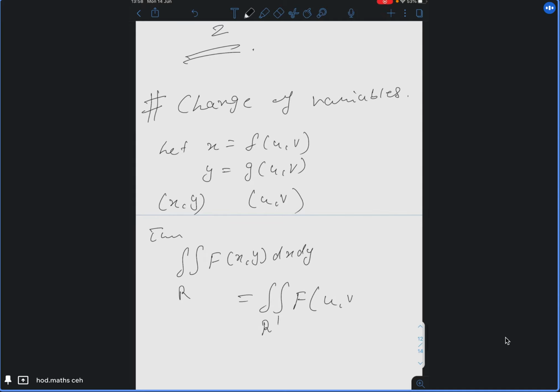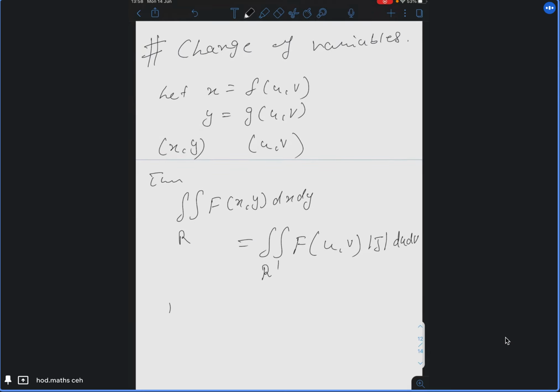So u and v I'll get here. And here dx dy is nothing but the Jacobian times du dv. This Jacobian I have written in terms of mod. That means the Jacobian can be a negative value, but here you have to consider only the positive value. So this is what we are going to do here. What is the Jacobian? Last time you learned what the Jacobian of x, y with respect to u, v is. How will you calculate this? Tell me. It is a determinant.